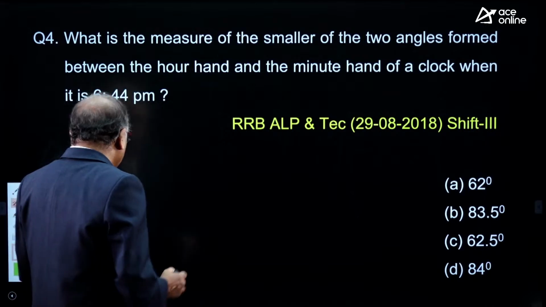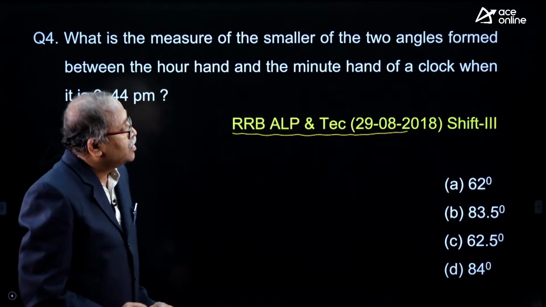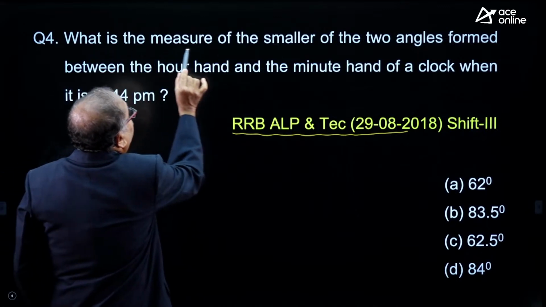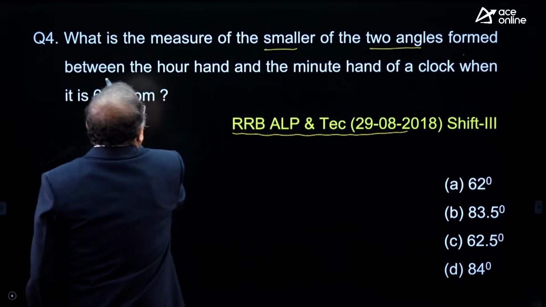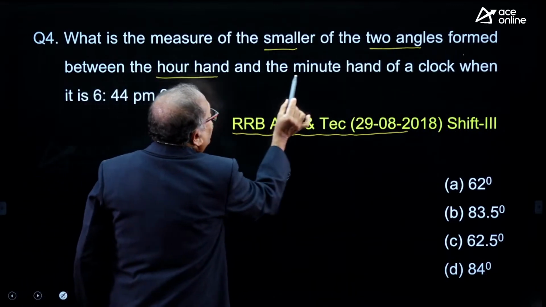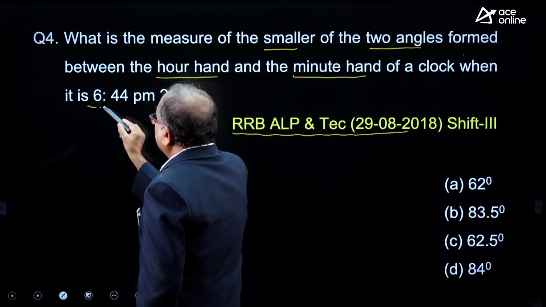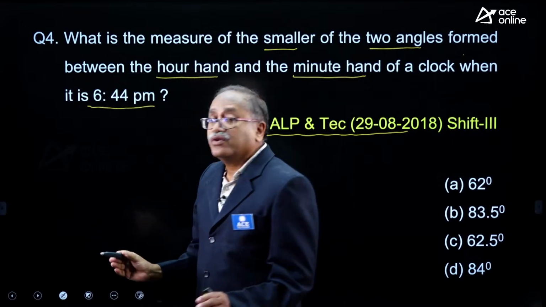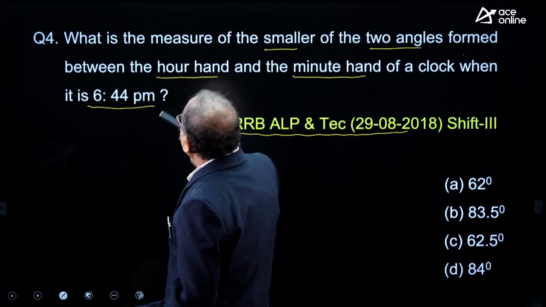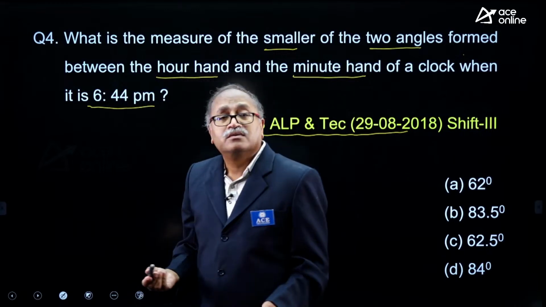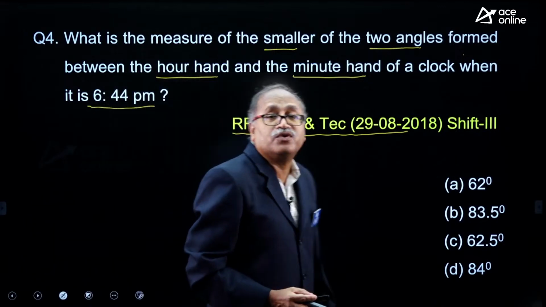You can see that purposefully I have taken the RRB ALP Technical of 2018. What is the measurement of the smaller of the two angles formed between the hour hand and the minute hand in a clock when the time is 6:44 p.m.? Smaller angle. So again you are talking about theta. Apply the formula over here.